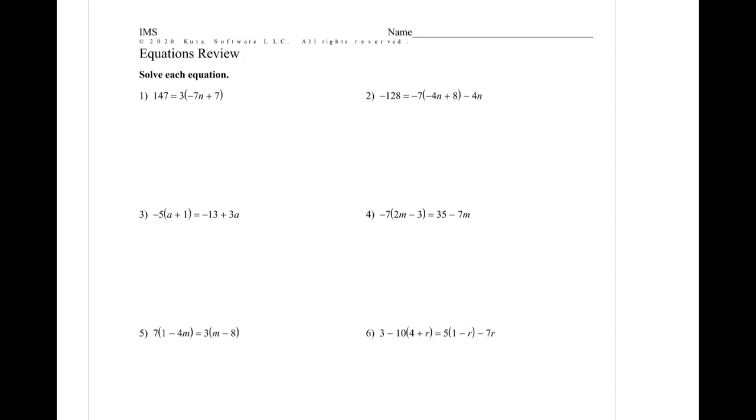So let's do number 2. Kind of picking these randomly. So then we have negative 128 equals negative 7 times negative 4n, which is a positive 28n, negative 7 times 8 is minus 56, minus 4n. Then we can combine like terms: negative 128 equals 28n minus 4n, which is 24n, minus 56.